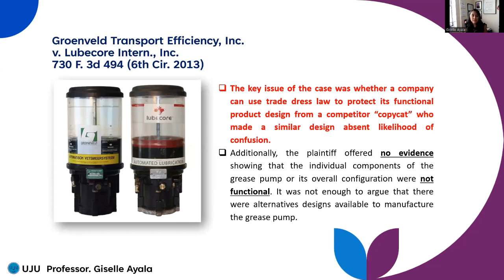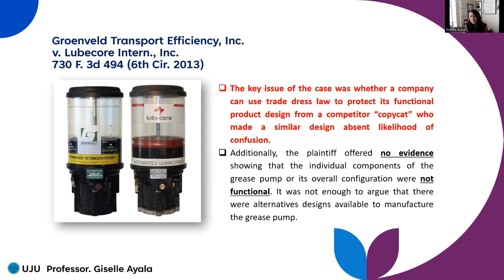So the next case is Groeneveld Transport Efficiency versus Louvercore Inter. And what you're seeing here on the screen is a device called a grease pump, used to increase the operational efficiency of commercial trucks. It's interesting to know that this article was not actually seen by the end consumer, the beneficiary of a commercial truck. And in this case, the plaintiff wanted to protect in some way the overall design of its product.